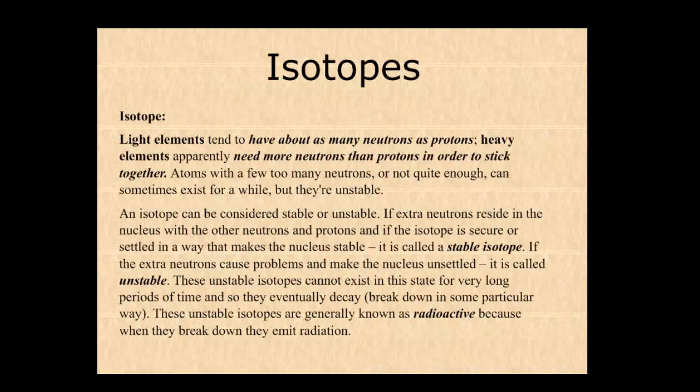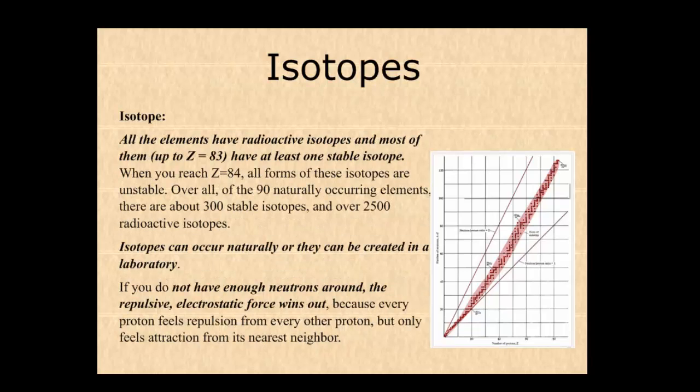Light elements tend to have about as many neutrons as protons. However, heavy elements need more neutrons than protons in order to stick together. All the elements have a radioactive isotope, and most of them, up to Z, the number of protons or the atomic number, equal to 83, have at least one stable isotope. When you reach Z equals 84, all forms of these isotopes are unstable.